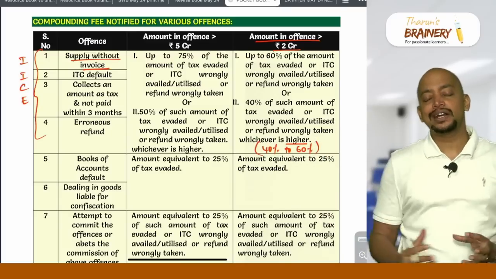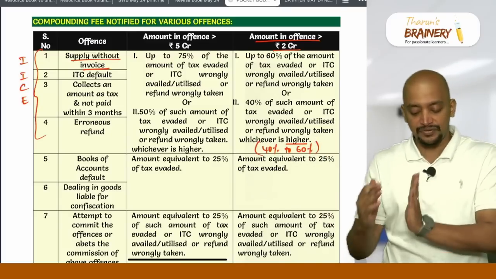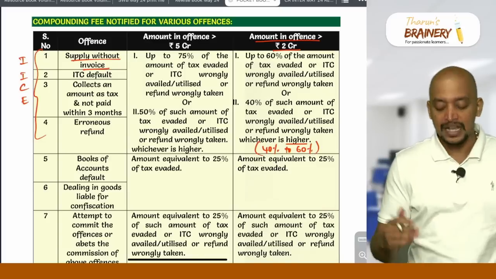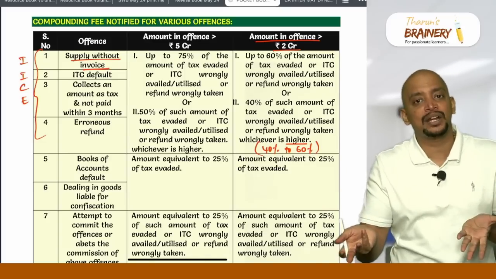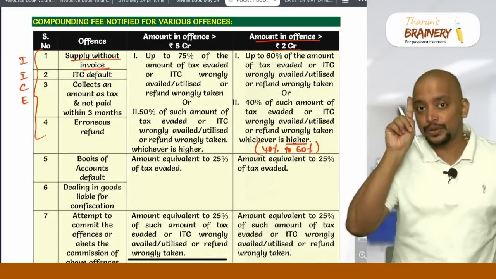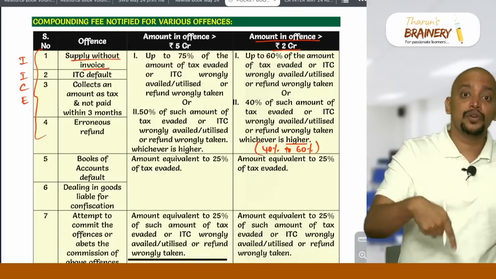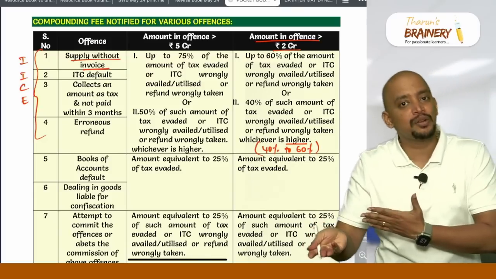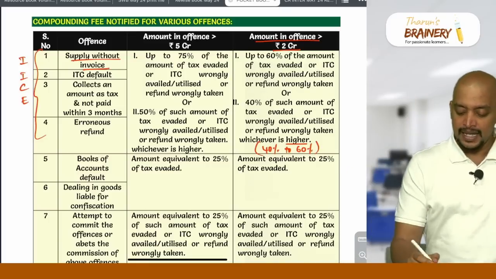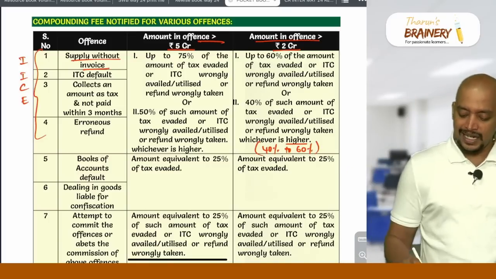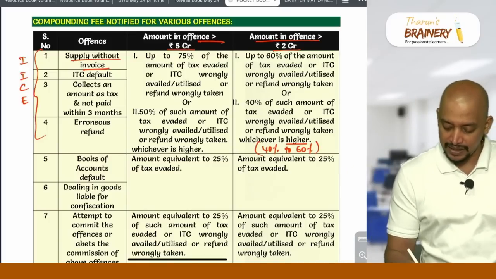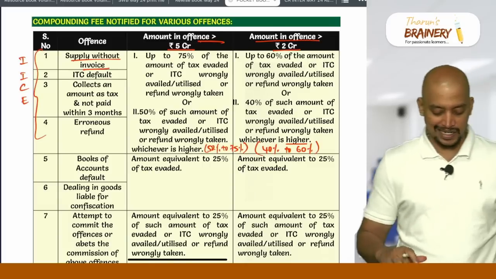In that 25 to 100, in case of these offences, 40 to 60 if the amount is exceeding 2 crores, because exceeding 2 crores only there is imprisonment. Exceeding 1 crore, there is imprisonment only in one case, that is invoice without supply, and that is not possible for compounding. Then if it exceeds 5 crores, then it will be 50 to 75%.